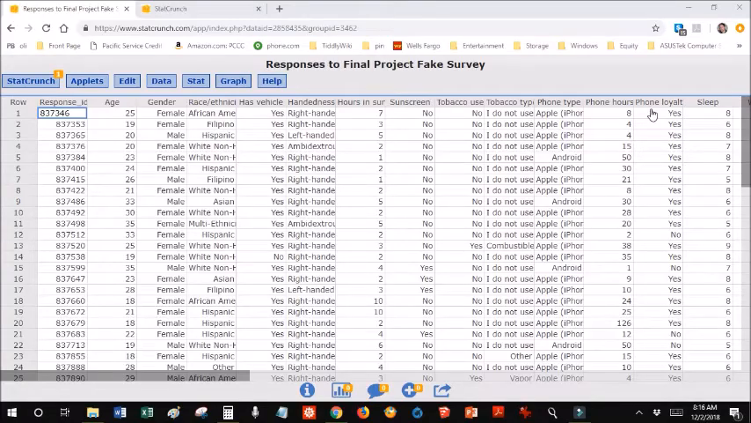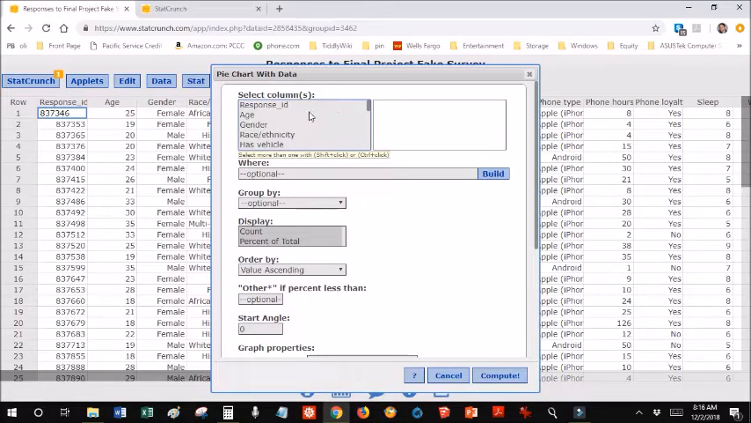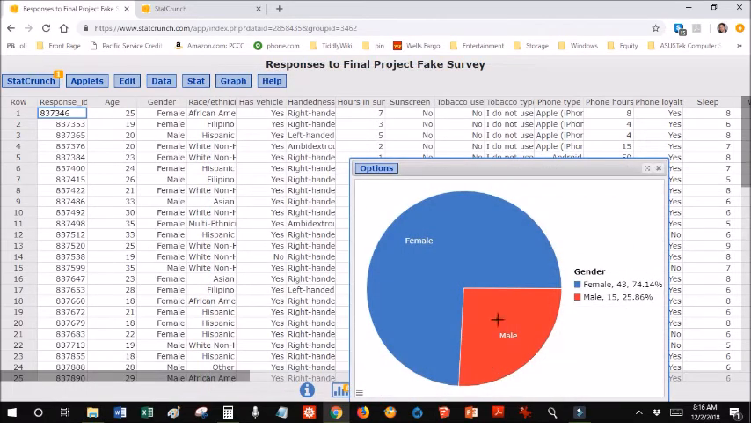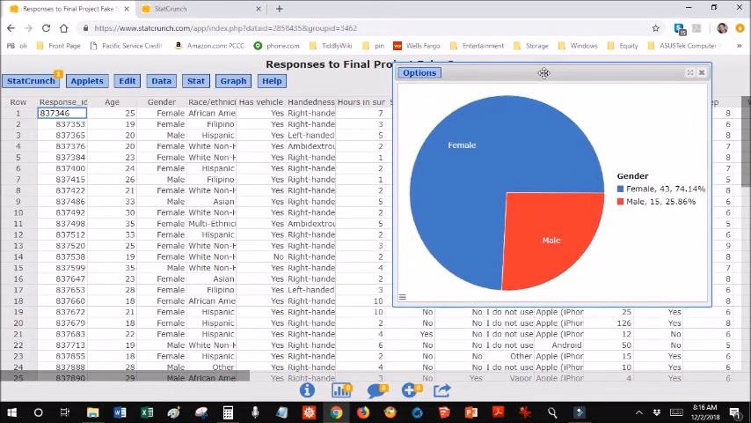This is a demonstration of exploratory data analysis and statistical inference on gender. I'm going to begin by making a pie chart of gender. So I have my list of data and gender, and I'm going to display the count and percent. And I can see that the gender of my respondents was overwhelmingly female.